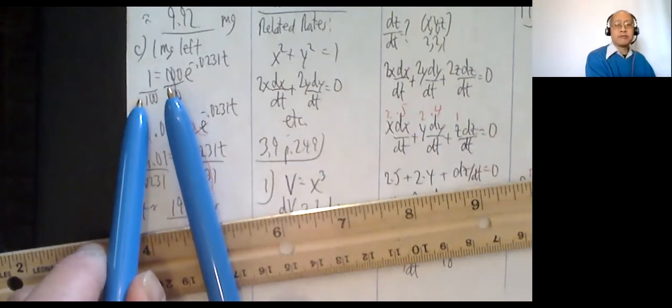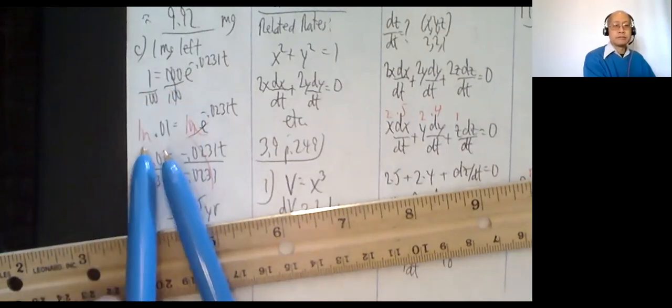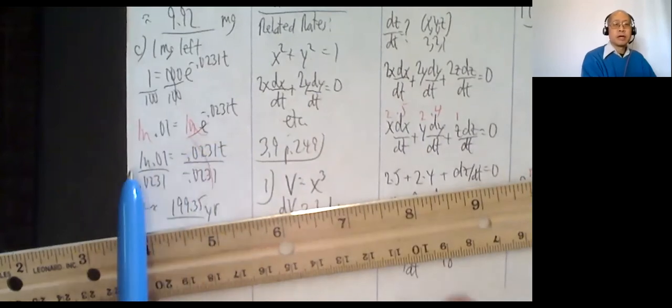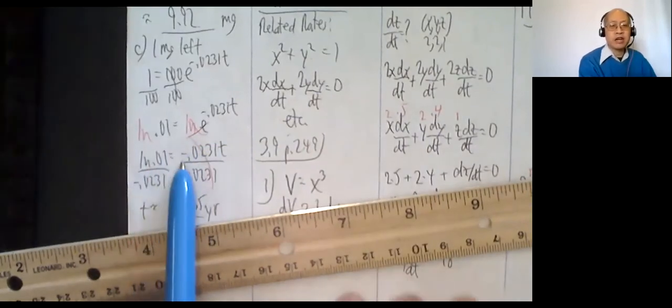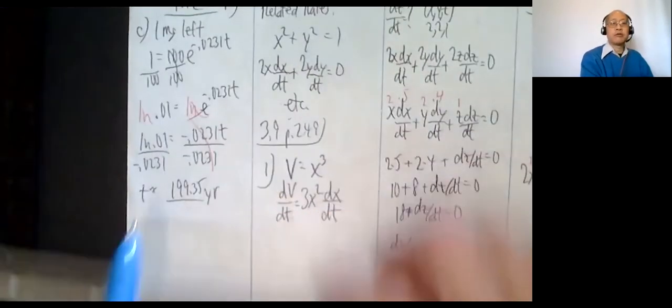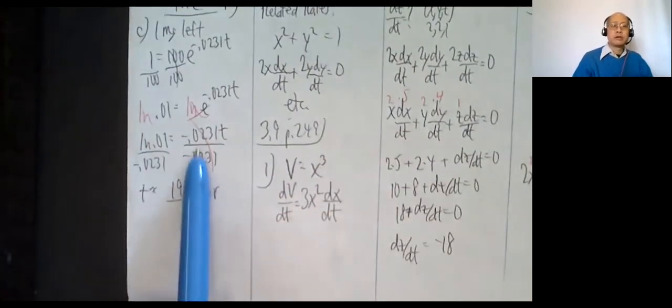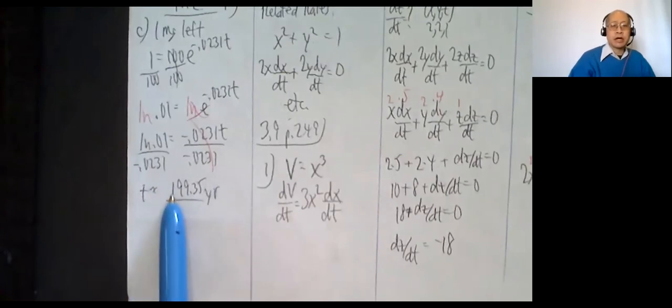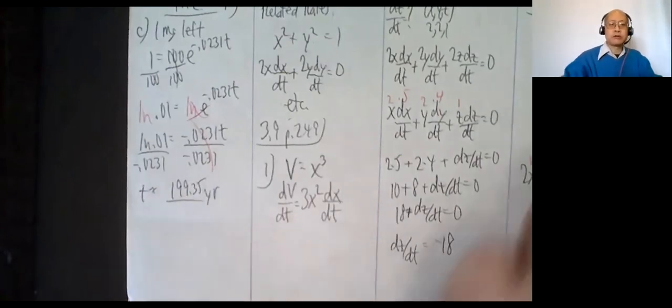0.01 equals e to the negative 0.0231 t. Same old stuff. How do you get rid of the e? ln cancels out. ln of 0.01 is negative 0.0231 t. Divide both sides by negative 0.0231. And t is 199.35 years, roughly 200.